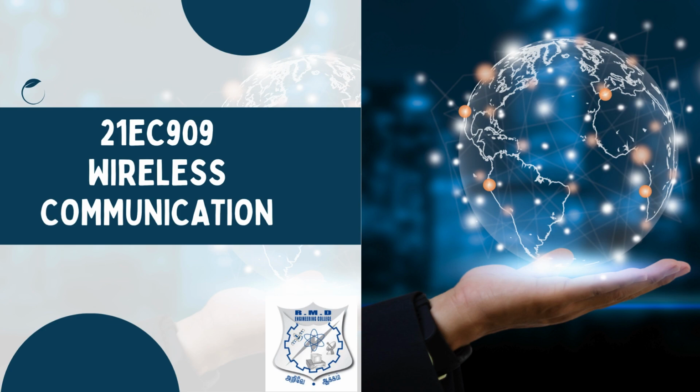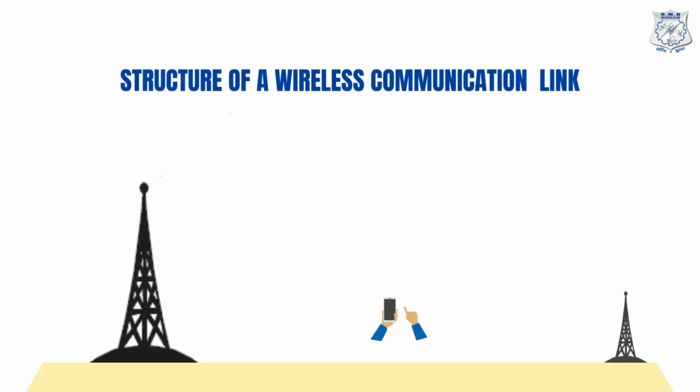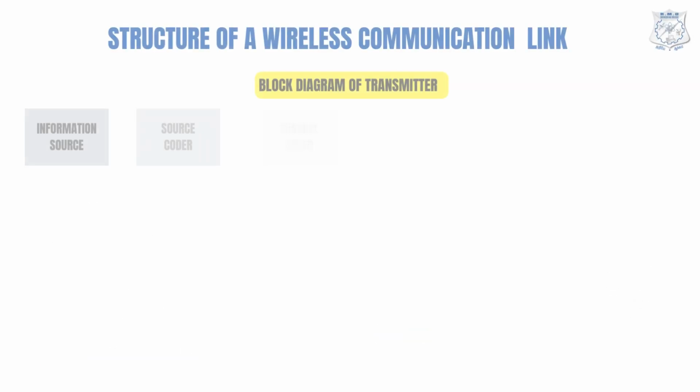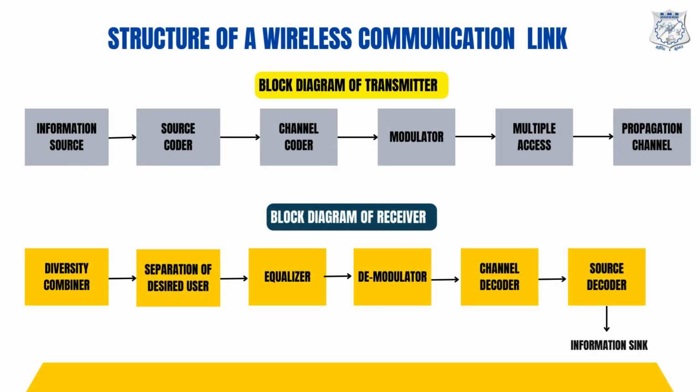Hello all, in this video we will learn about the structure of wireless communication link. The goal of a wireless link is the transmission of information from an analog source such as microphone, video camera via an analog wireless propagation channel to an analog information sink, that means a receiver like loudspeaker, TV screen. So digitizing of information is done only in order to increase the reliability of the link.